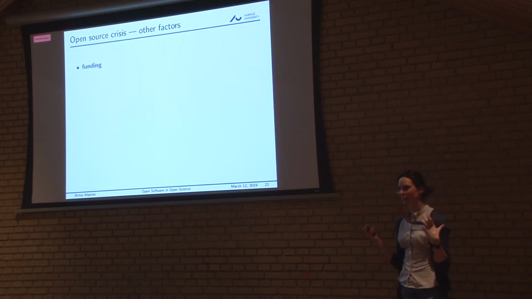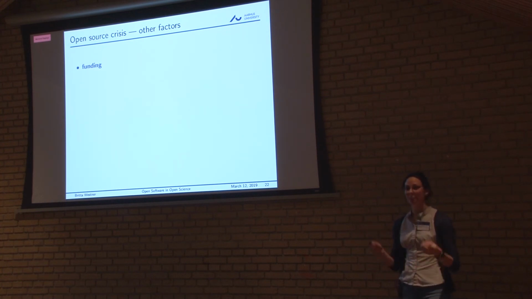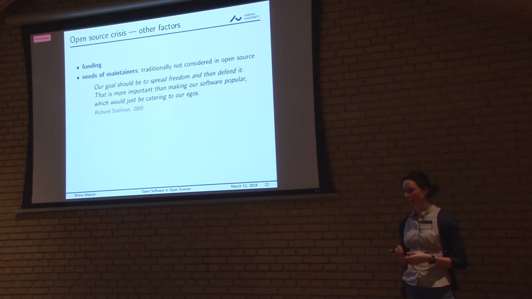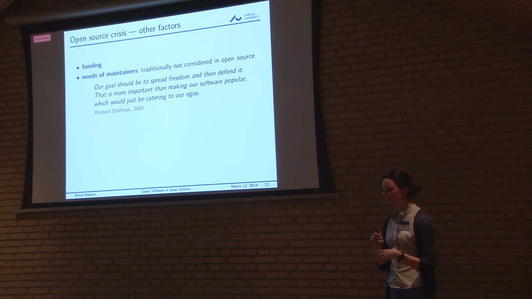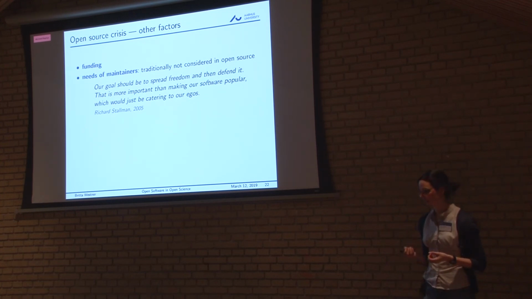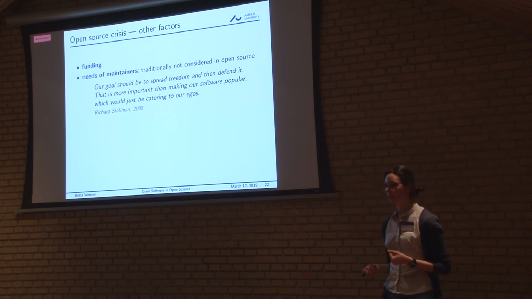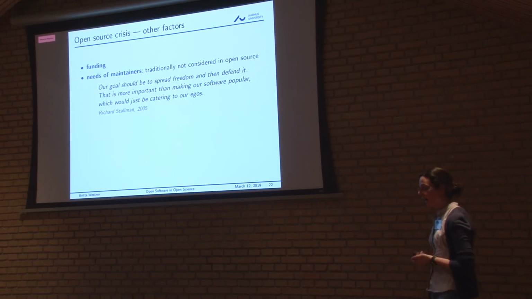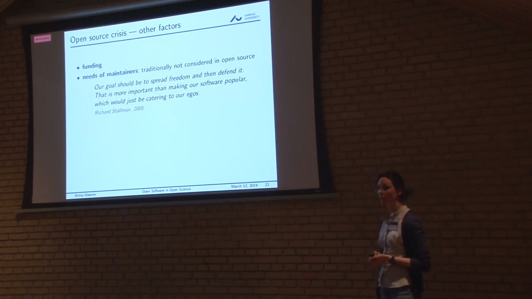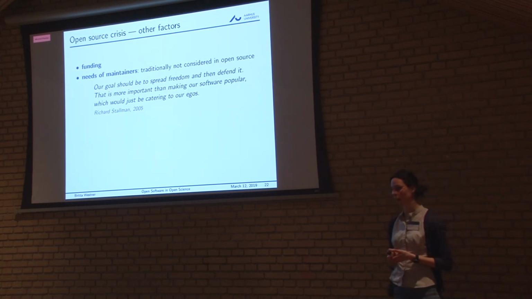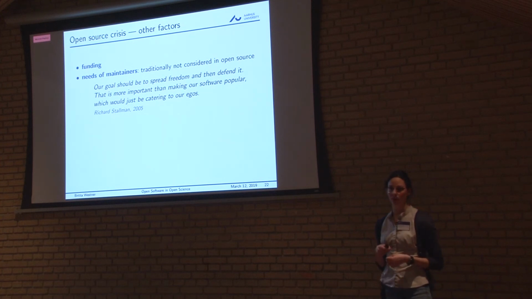So apart from that, or maybe also playing into that, are other factors. One of them is funding. And also related to that are the needs of maintainers. And I think a big problem is that those needs are traditionally not considered. If we look at a quote by the GNU license guy, Richard Stallman from 2005, he says, "Our goal should be to spread freedom and then defend it. That is more important than making our software popular, which would just be catering to our own egos."